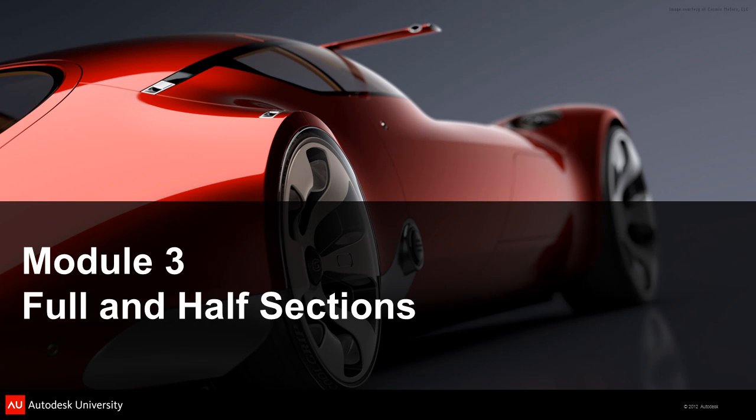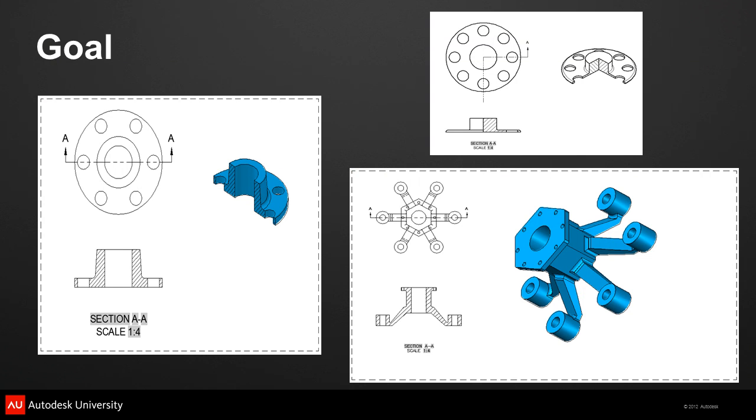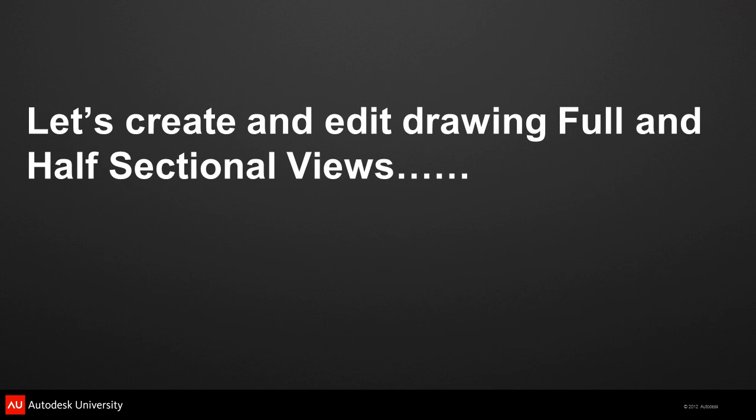For our third module, we're going to create full and half sections. We're going to take a look at creating full sections on a simple part. We're also going to create a full section on a little bit more complicated part and use the depth method. And also we're going to create a simple half section. So that's our goal for this module. So let's go in and create and edit full and half sectional views.